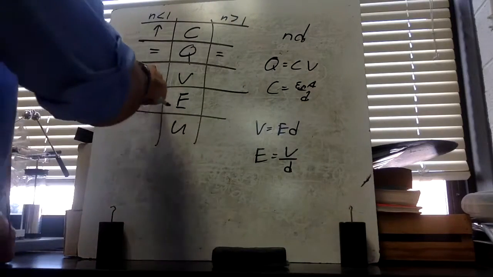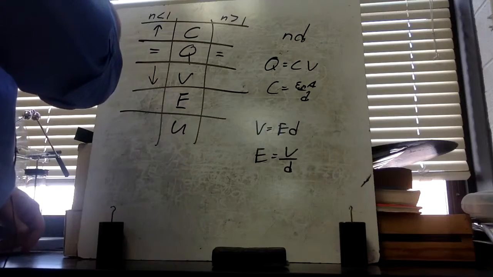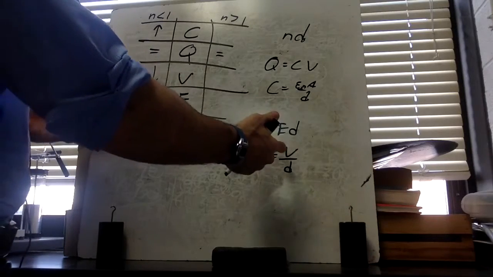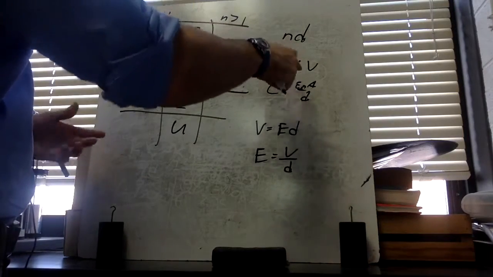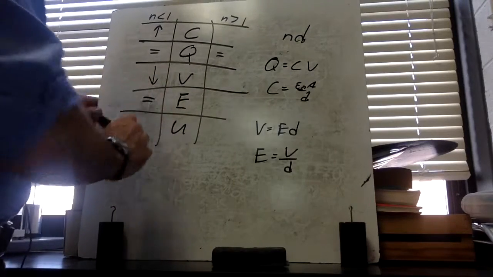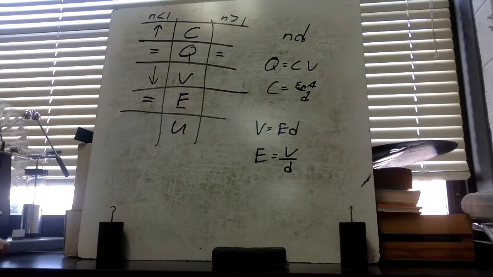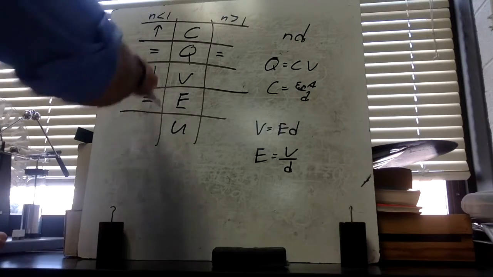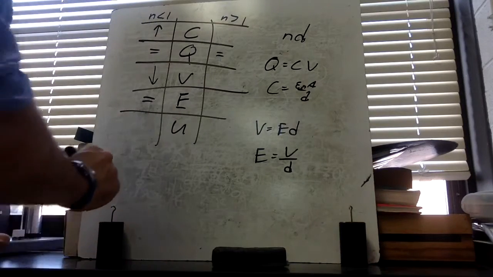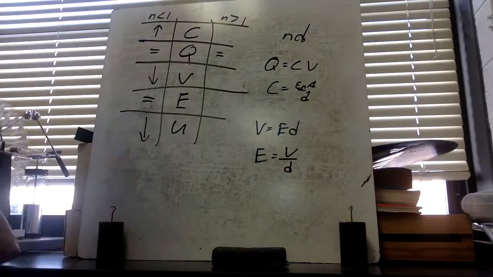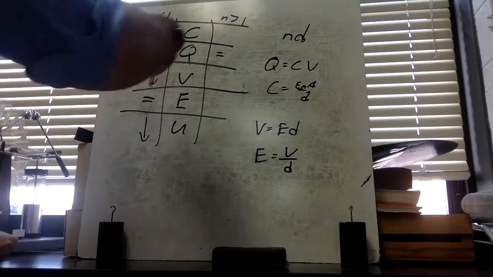But if V gets smaller, but D is getting smaller as well, and by the same amount, because embedded in here is the D, then the electric field is just the same. And U is 1/2 QV. Q is staying the same, but V is going down, and so that means that U is also going to decrease.